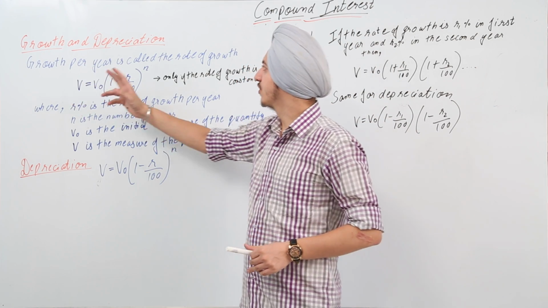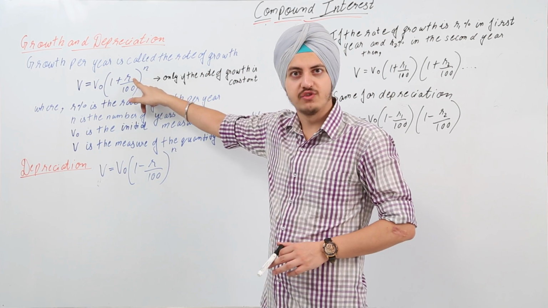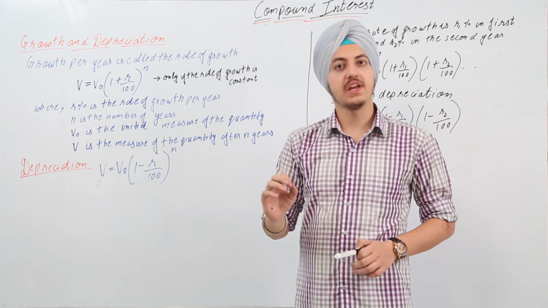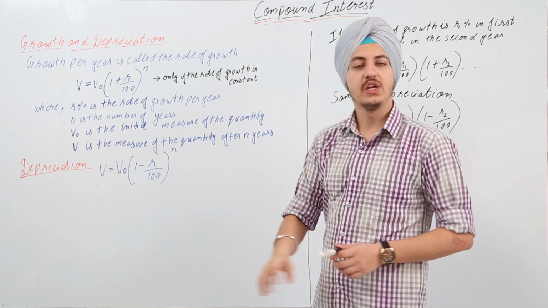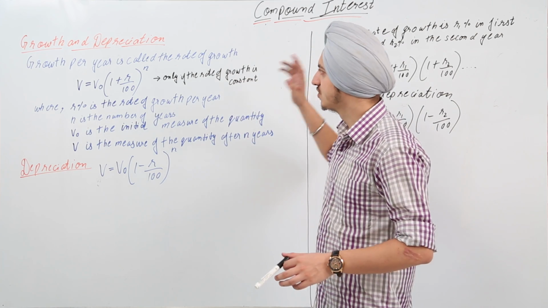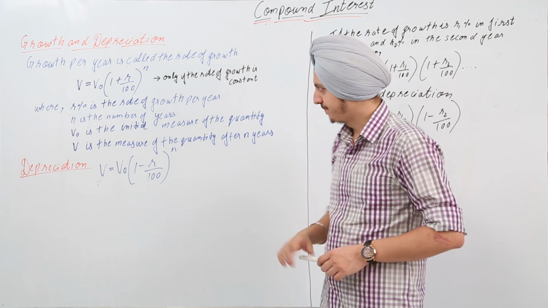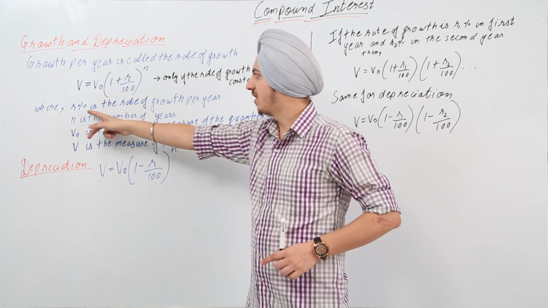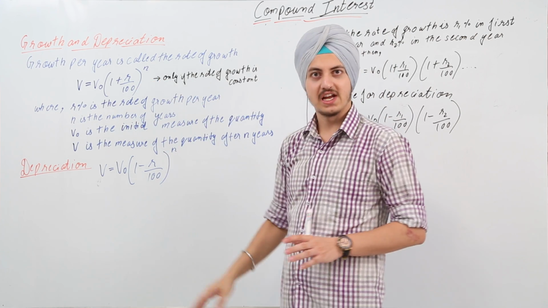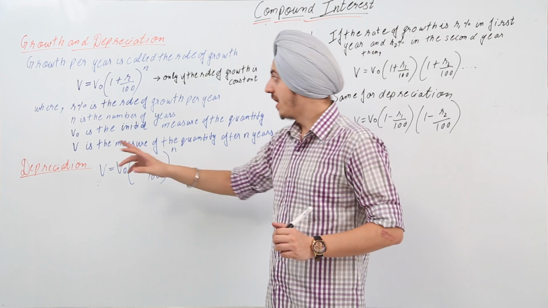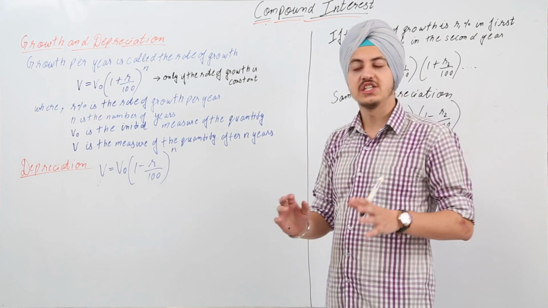Now growth per year is called the rate of growth. First of all, this R is the rate of growth, which is the growth per year. Now if this rate of growth is constant, we can use the exact same formula as we used in compound interest to find the value V after n years. Now this formula has R as the rate of growth per year, N as the number of years as we had in compound interest.